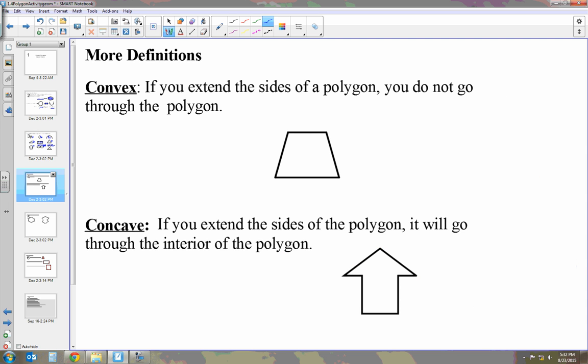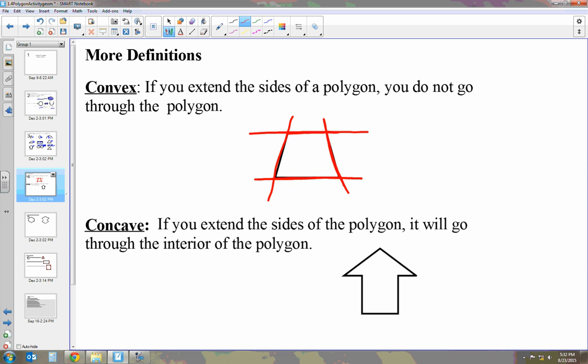Now we have 2 different types of polygons. We have a convex and a concave polygon. And there is a line test that we can do to determine if it's convex or concave. So what we're going to do is we're going to trace over the side, but we're going to extend it out. We're going to do that for all sides. Okay, and if we extend out all sides, we notice that the red line never goes through or inside the polygon. If that happens, it is a convex polygon.